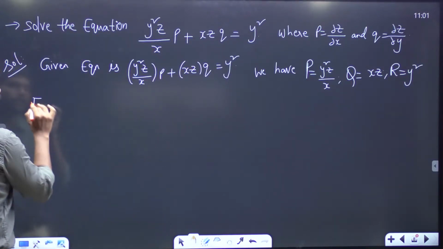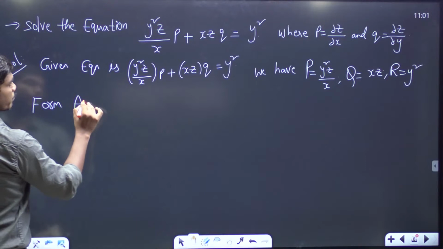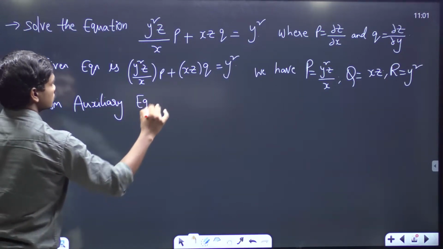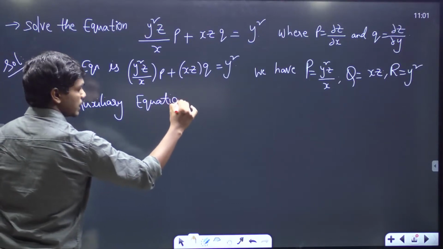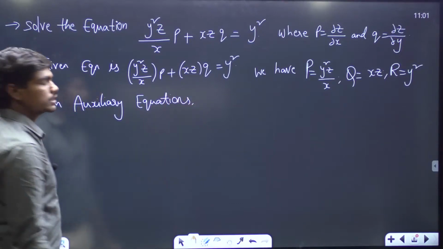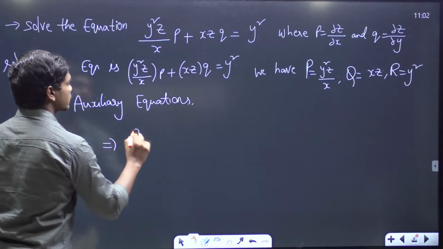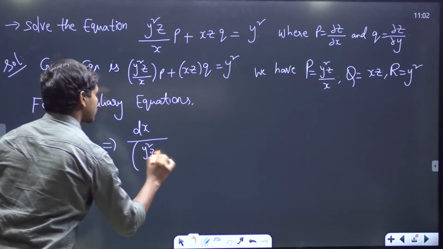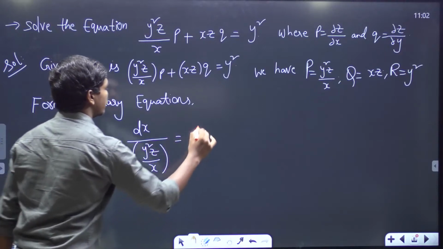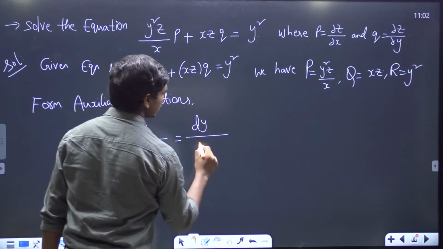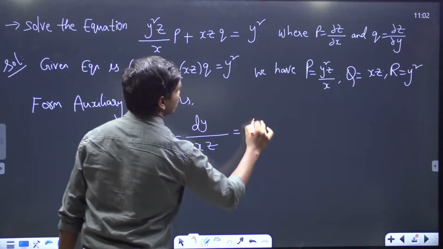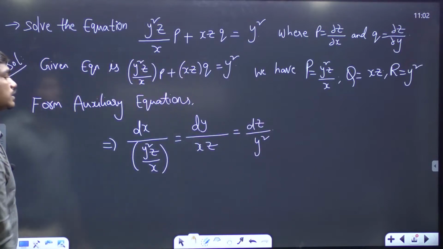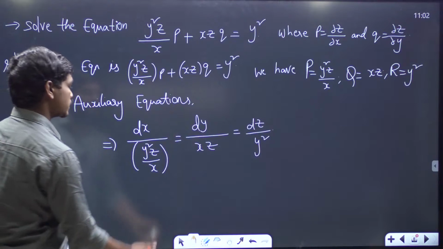What's the next step? Form auxiliary equations. So if you form auxiliary equations, then this implies dx divided by p, where p is y square z by x, correct? And dy divided by xz and dz by y square. So if this is the case, now see here. First of all, let us equate any 2 things.